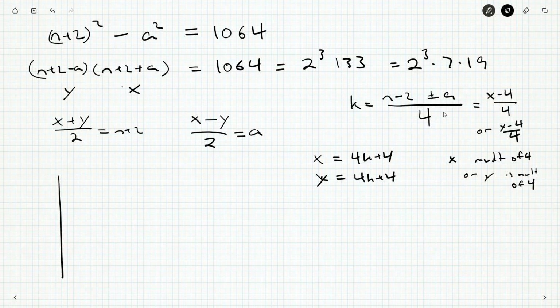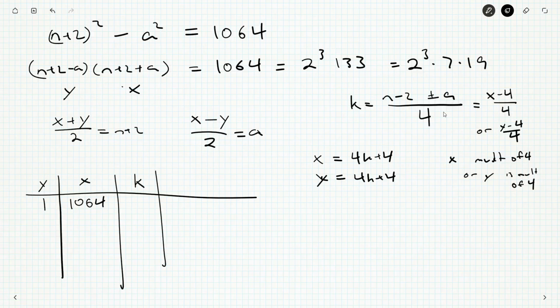Oh well. Okay, so we need one of X or Y. So let's just start listing. Y is going to have to be the lower one because we're subtracting A. We'll need to know what K is and what N is. Now, we've only got 3 factors of 2, so only one of X or Y is going to be a multiple of 4 no matter what. So we'll know pretty quickly which one should give us the K and then what the N is.